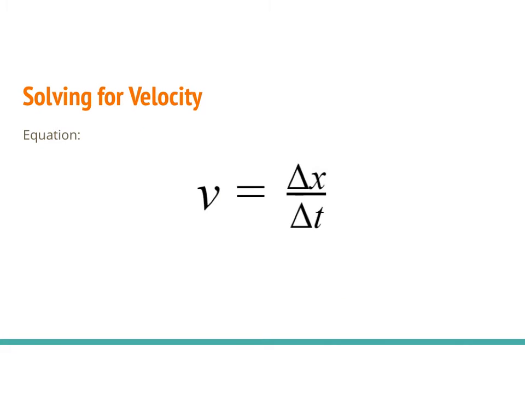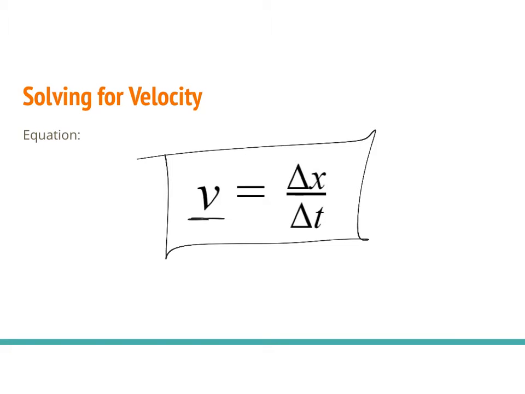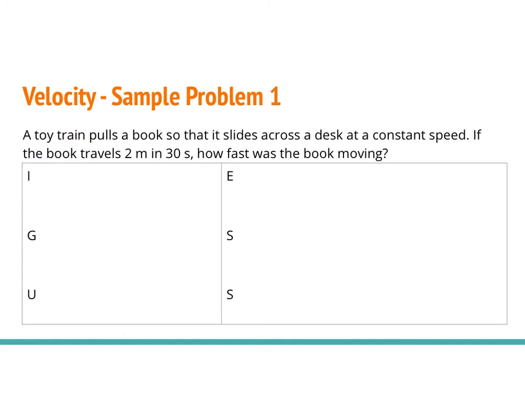Really, today what we're trying to do is learn to calculate velocity using some math, and we have to do that with this equation. This is the velocity equation. It says velocity equals change in x divided by change in time. We're going to have to learn to use this equation, and to do so we use a thing called the I-guess method.